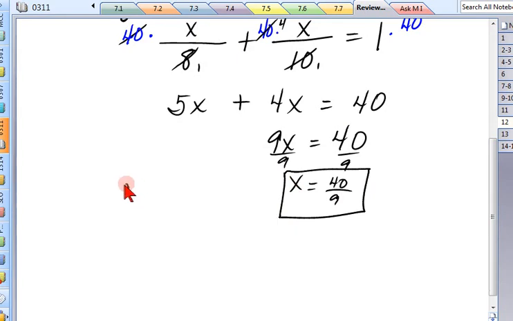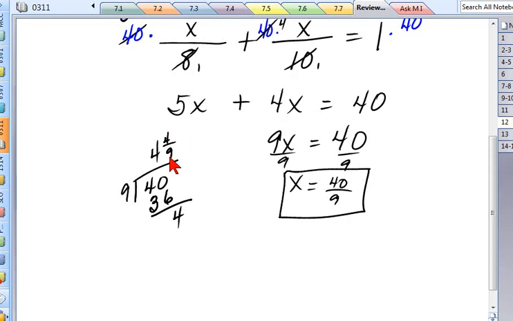You could say 9 goes into 40 4 times, but that's 36. I'll have 4 left over. It is 4 4/9 hours. You don't have to do that, though. 40 over 9 will be just fine. What if it can be reduced? You should reduce it as well. If I had gotten like 3 over 9, I would call it a third.